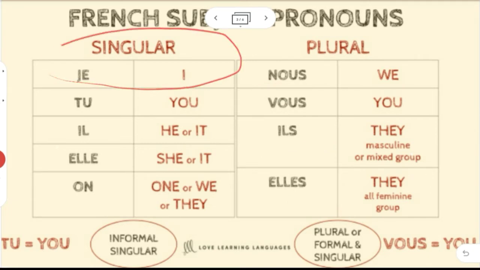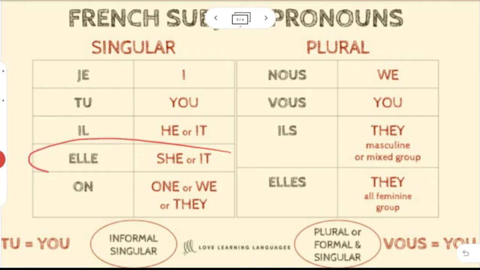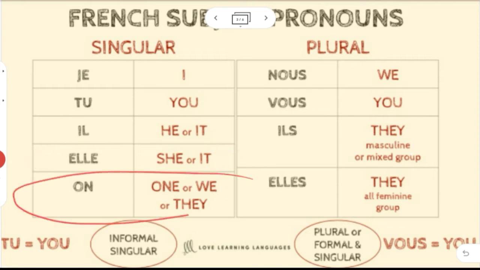Je means specifically it's I. Tu means you. Il means he or it. Il is used for the masculine subject. Elle is used for the feminine subject. On means it is usually used for sayings, like when we say one must do this, one must do that. That's the time when we use this.